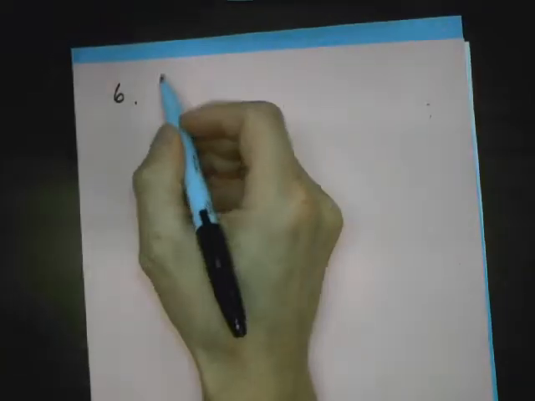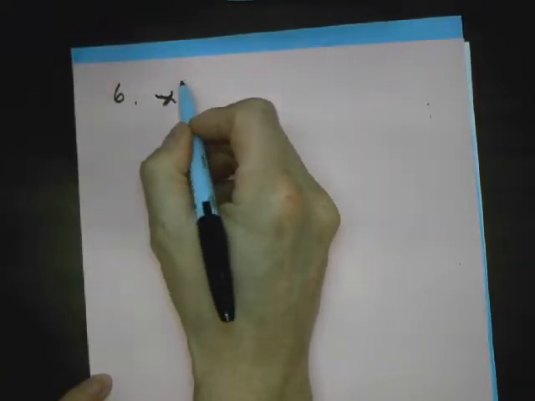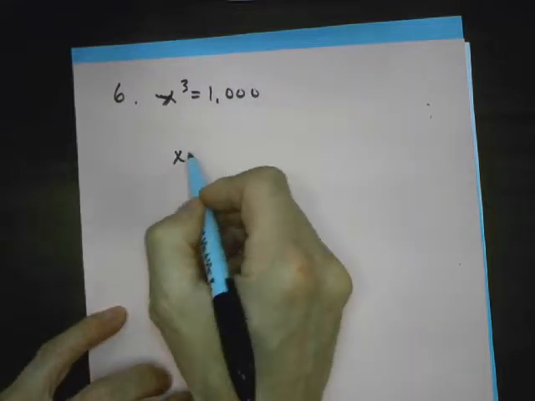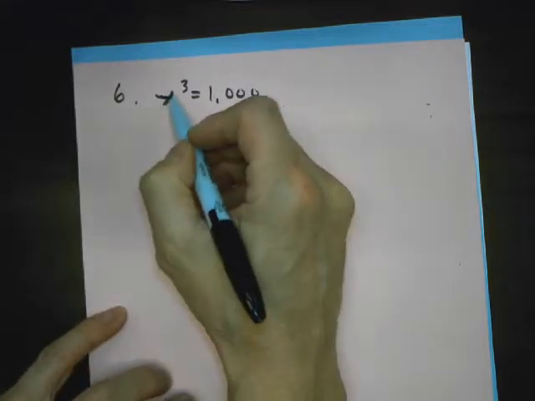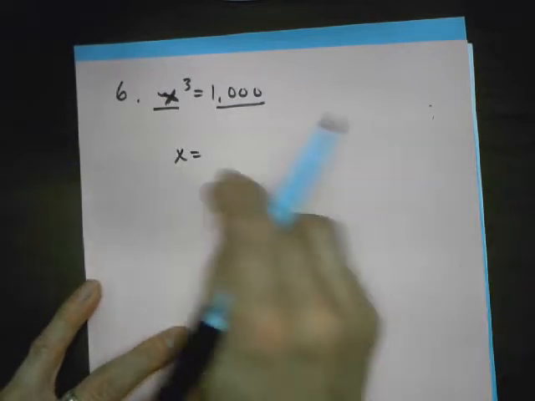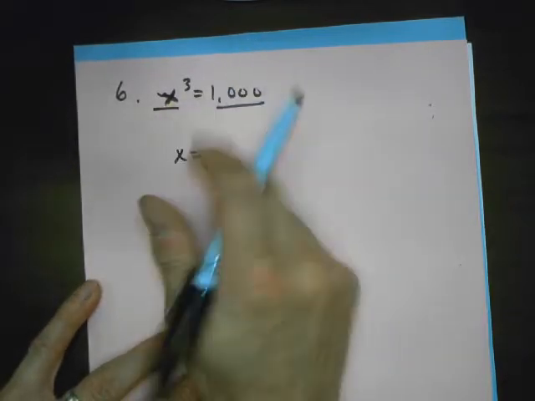Number 6. Number 6 says x cubed is 1,000. And they say to solve. Solve means, what is x? What number goes there to make this side the same number as this, right? That's what solve means. And the way we solve is we make it say x, or we isolate x.